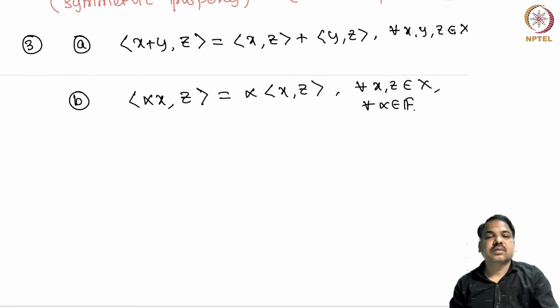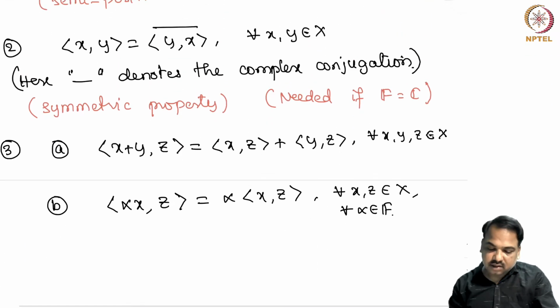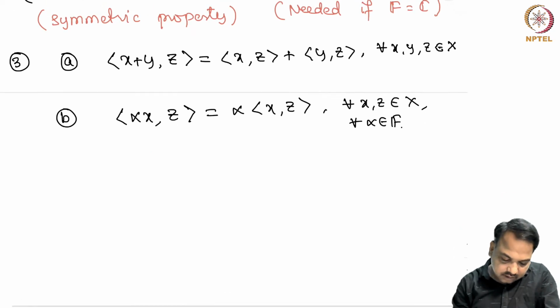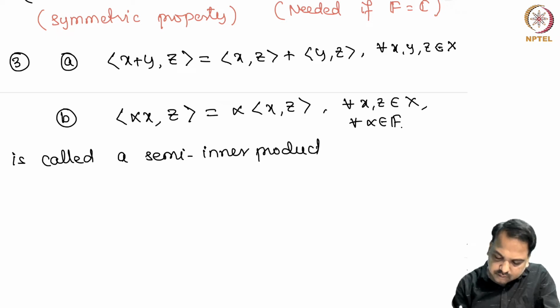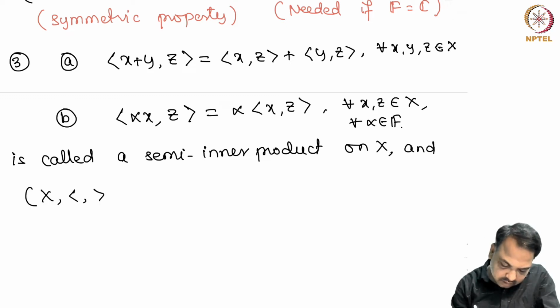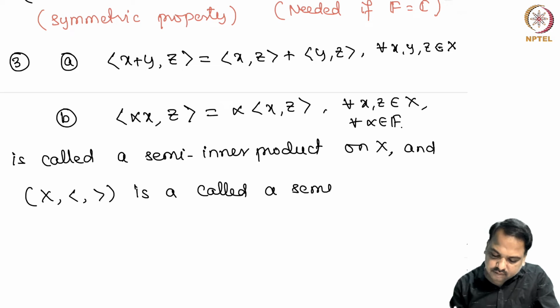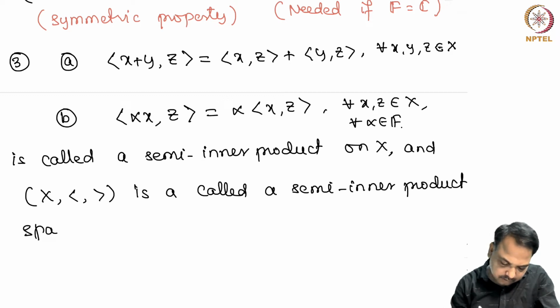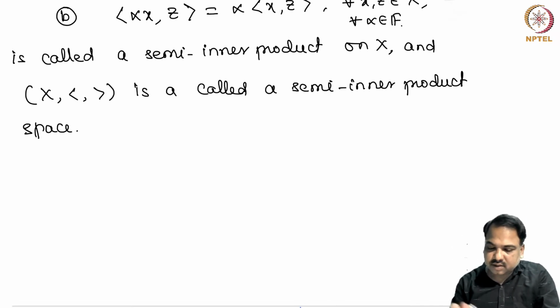So if the two variable function satisfies these three axioms, we call that function a semi-inner product on X, and X with this semi-inner product is called a semi-inner product space. Okay, so let us look at a few examples. Before that, let us have a few observations.